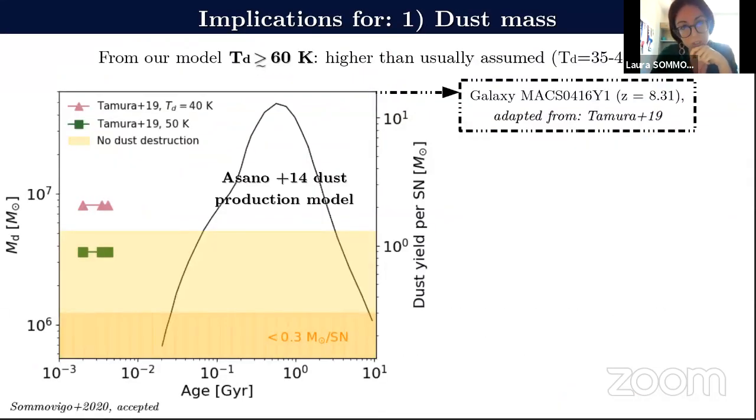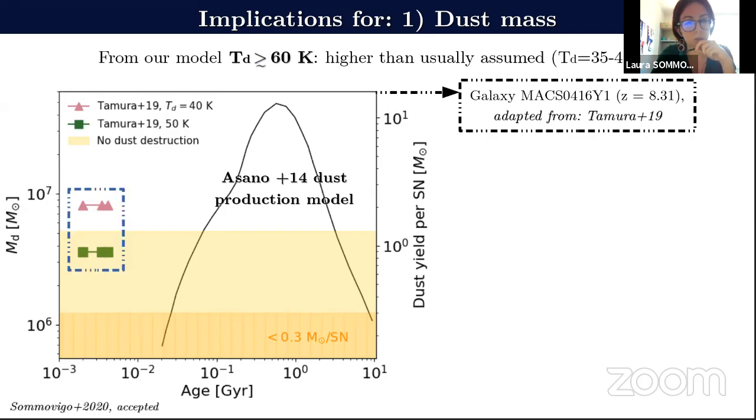This larger dust temperature has some important implications. When I say larger, I refer with respect to the current assumptions on dust temperature at high redshift. Here I'm showing you a plot which has the dust mass on the y-axis and the age of the galaxy on the x-axis. The black curve is the dust production model from Asano 2013.